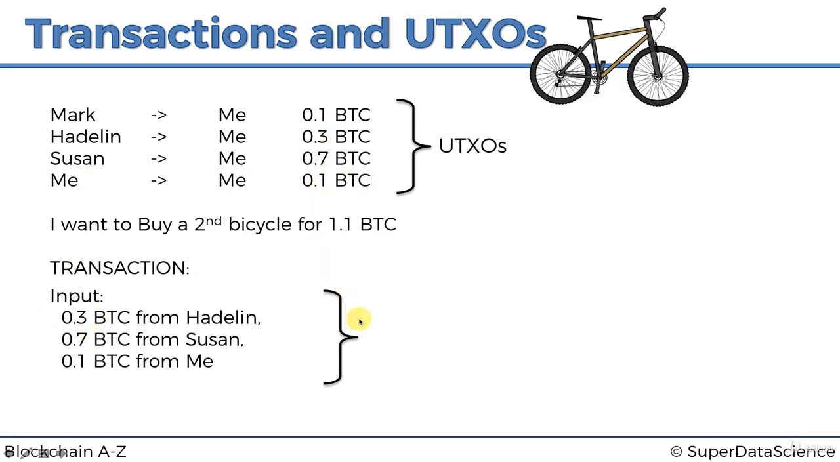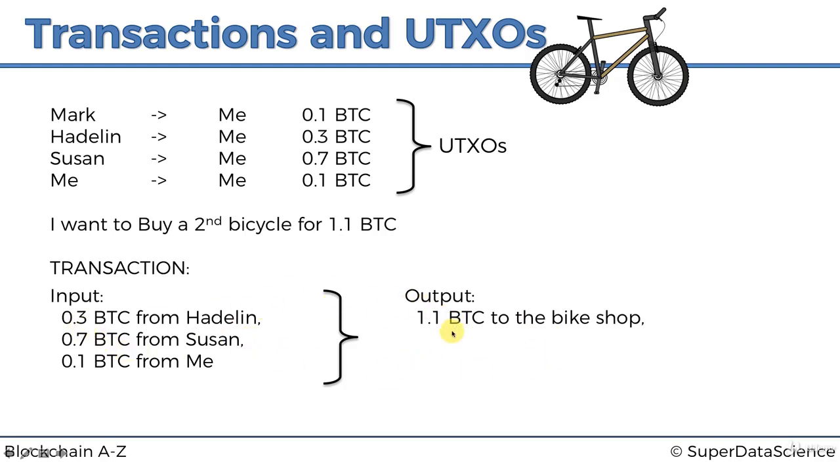And now the output, as you can see, the total is exactly what we need. The output is all going to go to the bike shop. There's nothing left, so we don't need to add any additional outputs. There's no change to send to ourselves. And that's it. That's how we're going to structure the transaction.